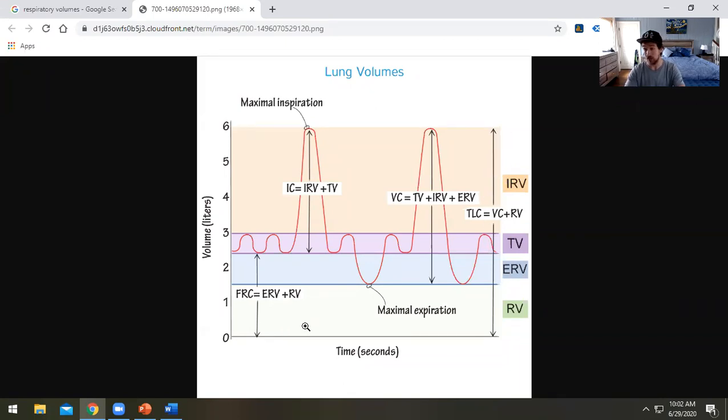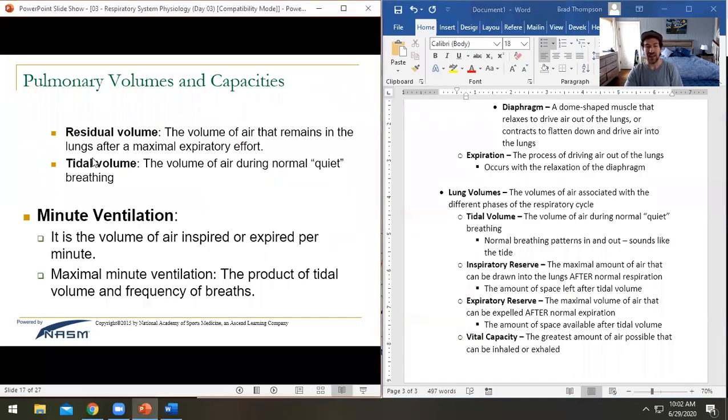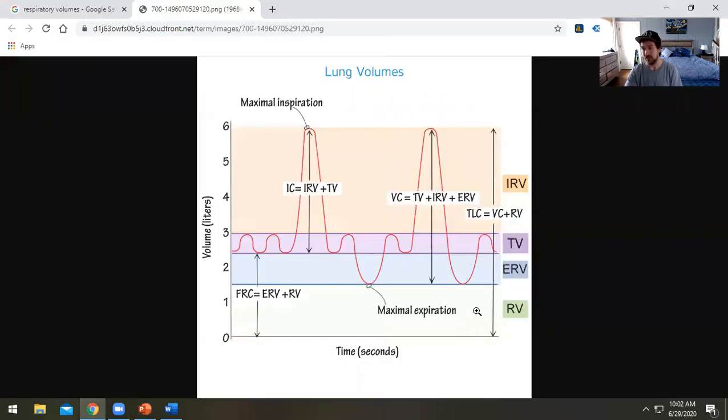How small can you make your lungs? That's your vital capacity, the two of those things together. And then there is that residual volume. Residual volume is the space, like I mentioned, like the crumpled sac.